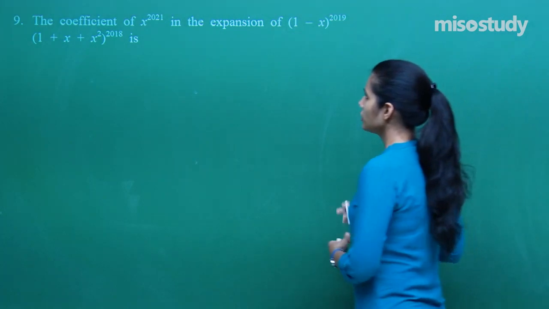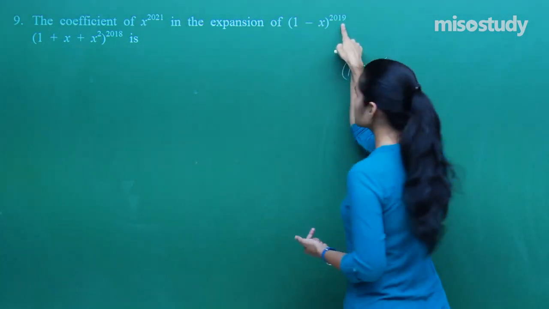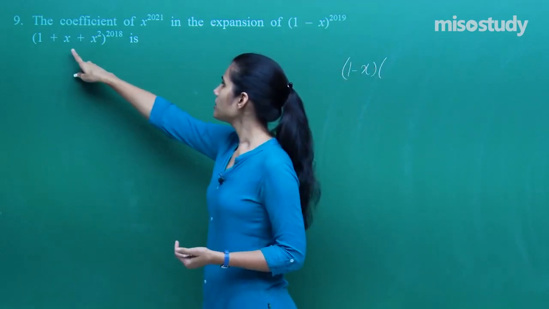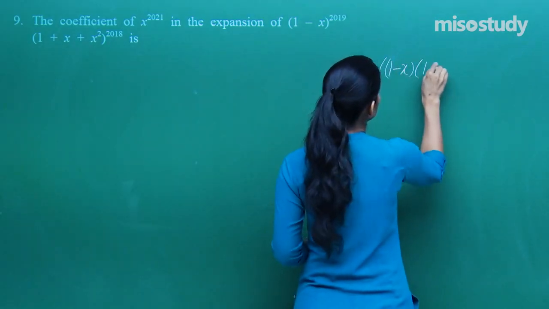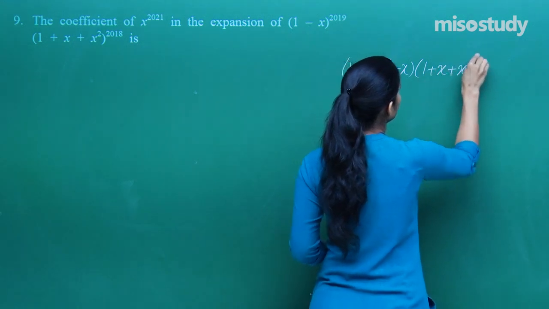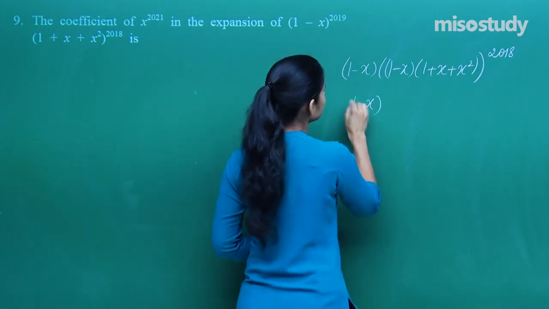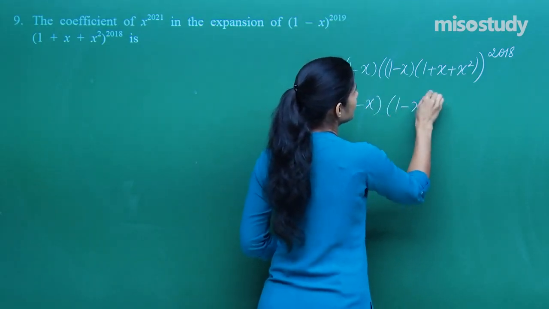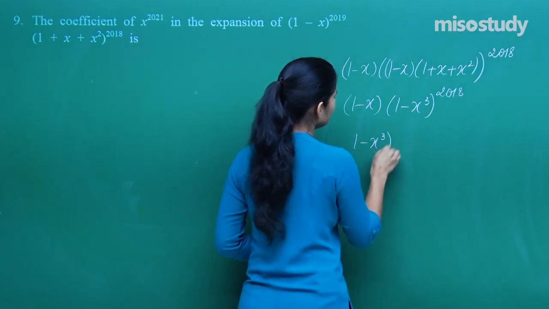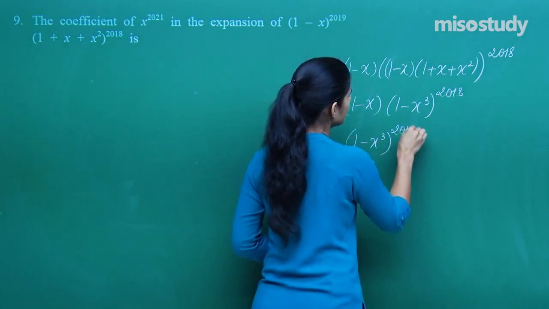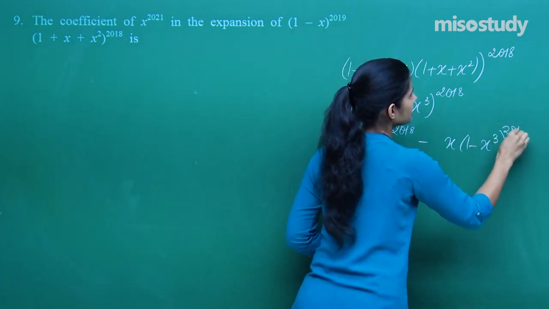Let's see. So here, if I talk about this, I can write this as (1 minus x) into (1 minus x) to the power 2018 into (1 plus x squared) to the power 2018. So this is (1 minus x) into (1 plus x squared) whole to the power 2018, which is (1 minus x) times (1 minus x cubed) to the power 2018, which is (1 minus x cubed) to the power 2018 minus x into (1 minus x cubed) to the power 2018.